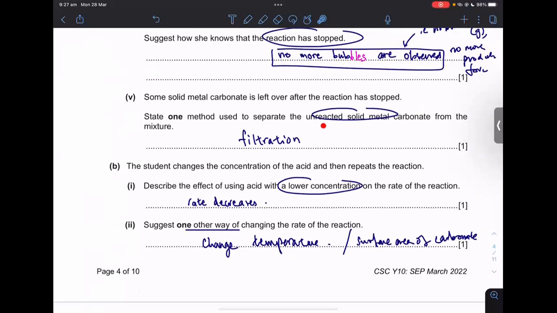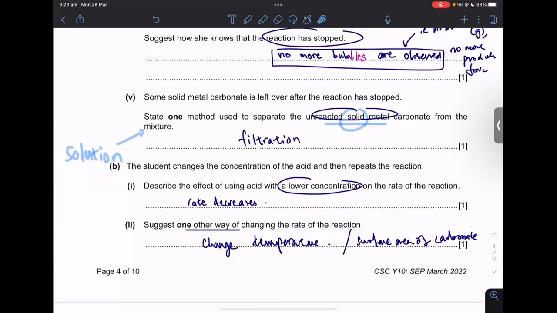What is the method used to separate unreacted solid? You have solid and you have the mixture, which is a solution. How do you separate solid from solution? You filter. The Malay word is tapis, and the English word, which is the only word accepted by Cambridge, is filtration.